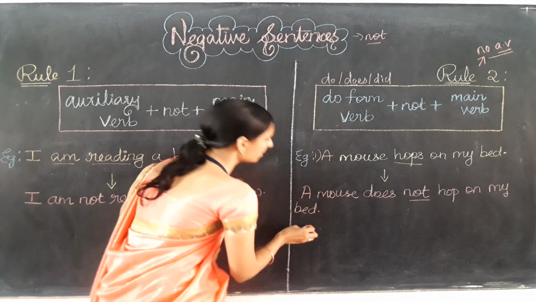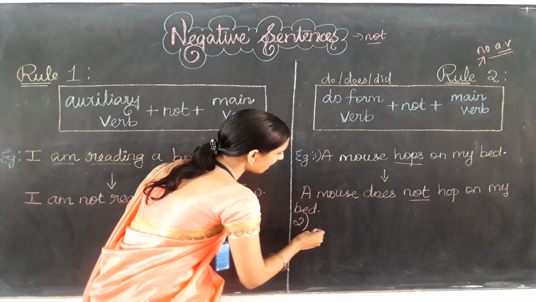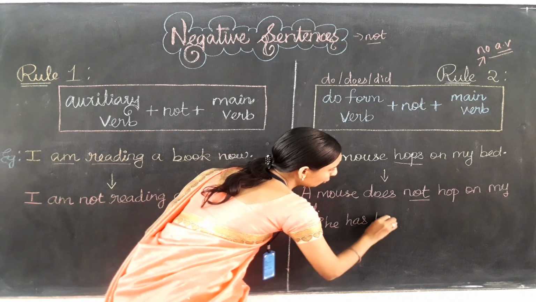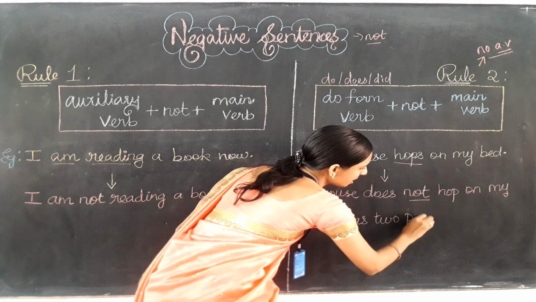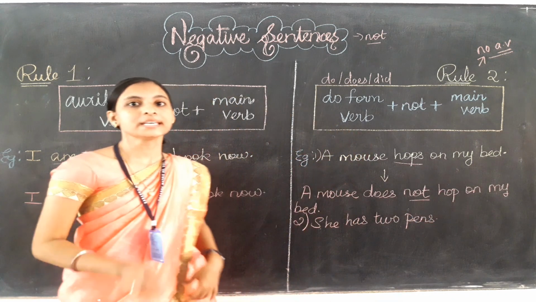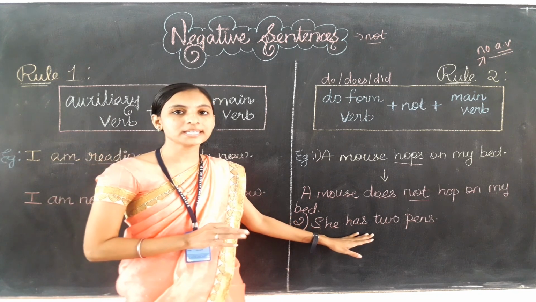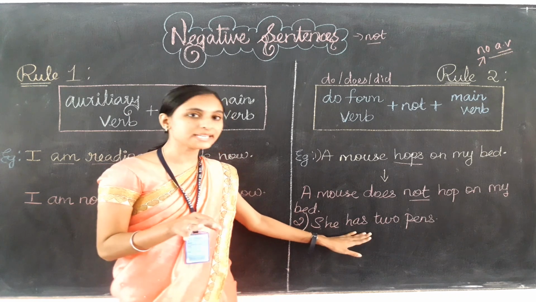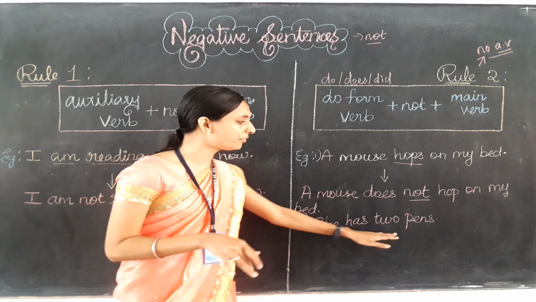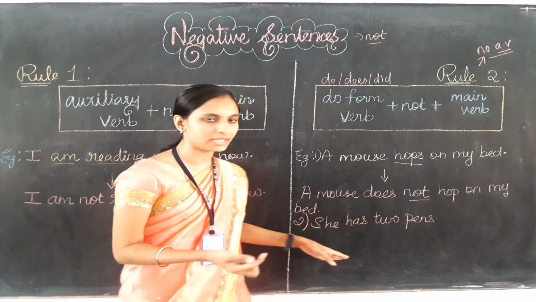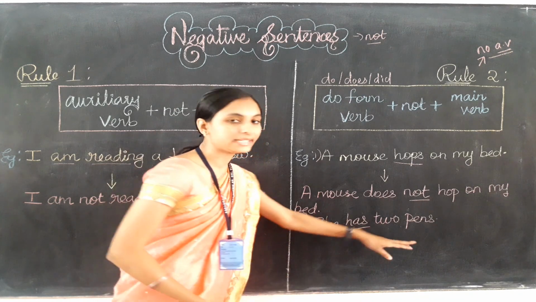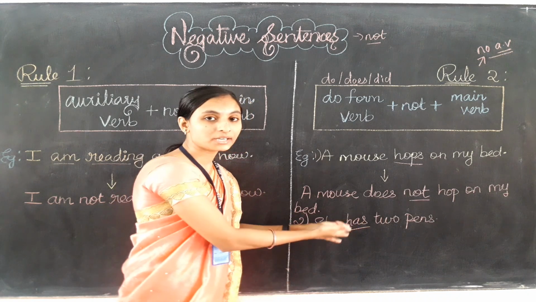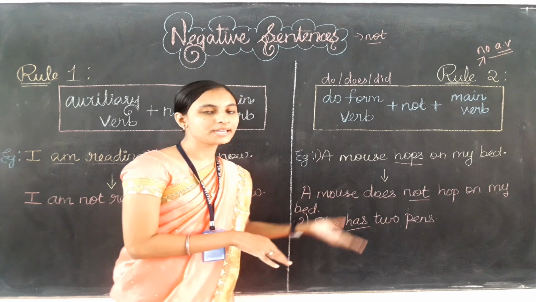I will give you one more example for it. We will consider this as the first example, and this will be the second example. I can say that she has two pens. She has two pens. So here you can see the verb has, right? Here has is an auxiliary verb, but in this place it acts as the main verb. You can't find any other main verb. Can you find any other main verb, any action words here? No. It means the verb has itself is acting as the main verb only.